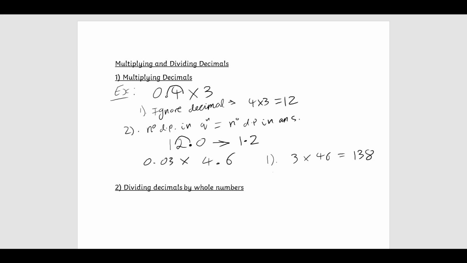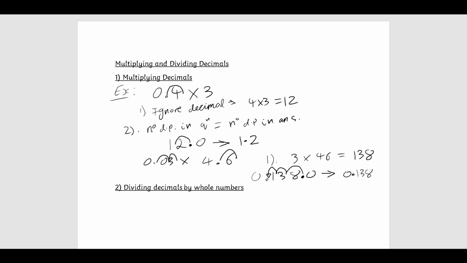Then we look at the decimal. So I have 138. Now in the question I have 1, 2, 3. Don't forget the second number. 3 numbers after decimal points. So in the answer I'm going to want to have 1, 2, 3 numbers after decimal points, leaving me with an answer of 0. My decimal has moved to here.